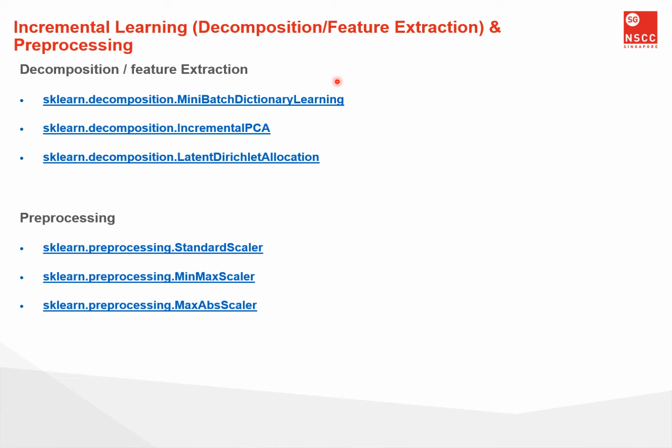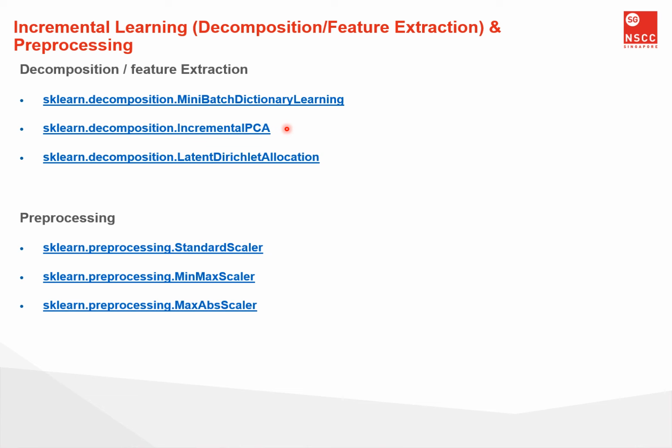So the first set is what we call dimensionality reduction algorithms, and these are actually unsupervised, a type of unsupervised learning. So the first one that we have is the mini batch dictionary learning, and then we have another very well-known dimensionality reduction algorithm called the principal component analysis, or PCA.